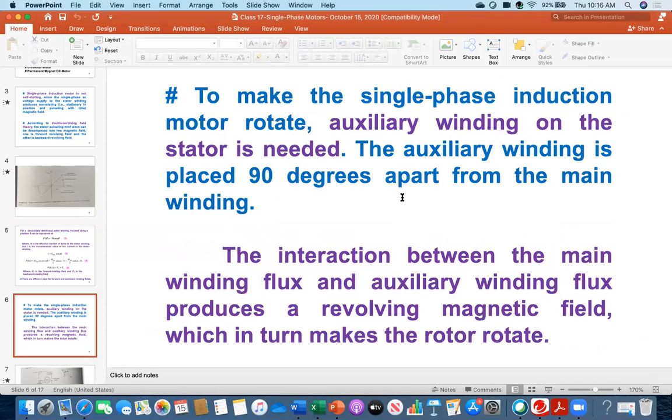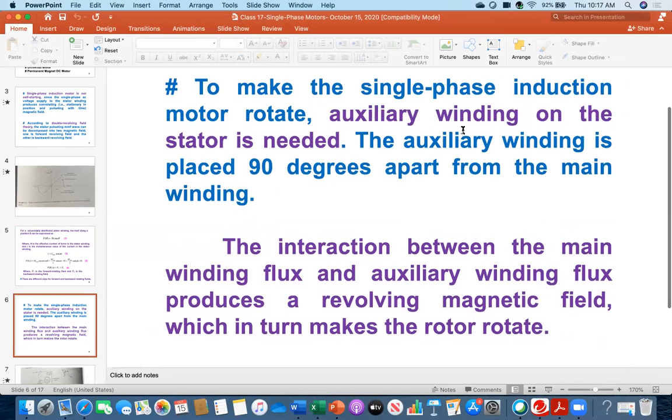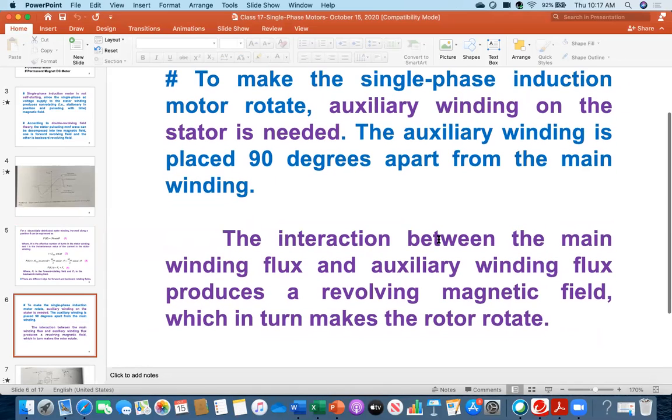So definitely you can guess that some additional winding is needed. One winding is not enough. And that auxiliary winding is placed 90 degrees apart from the main winding. And then what does the auxiliary winding do? What is its role? The interaction between the main winding flux and auxiliary winding flux produces a revolving magnetic field, which in turn makes the rotor rotate. This means that there was only one winding. Even if you put another winding, there will be another set of flux on that auxiliary winding. Now there are two sets of flux.